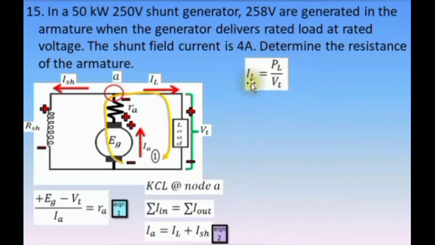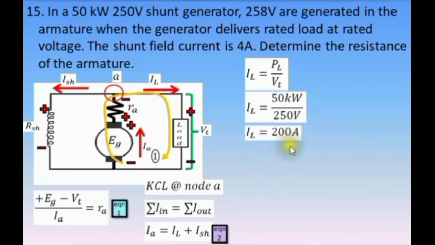From this formula, substitute 50 kilowatts and 250 volts here. Therefore, we have 50 kilowatts divided by 250 volts. IL amounts to 200 amperes. And substitute IL and ISH to equation number 2. Therefore, IA equals 200 amperes plus 4 amperes. Armature current is 204 amperes.